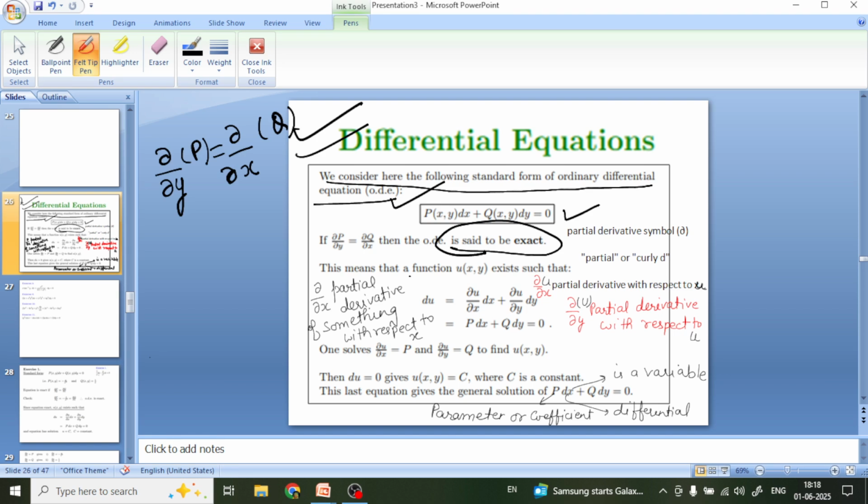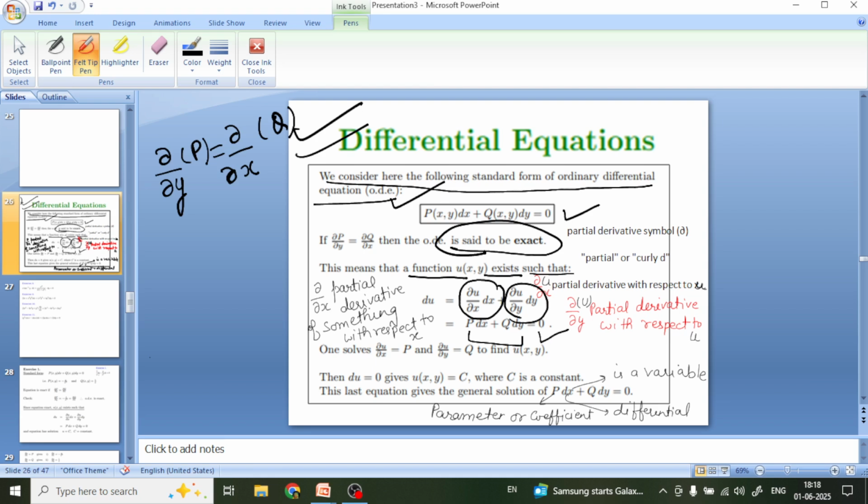This means that a function u(x,y) exists such that du is equal to the partial derivative of u with respect to x dx plus the partial derivative of u with respect to y dy, and here this portion represents P dx and this portion represents Q dy. When we add both, that should be equal to 0.